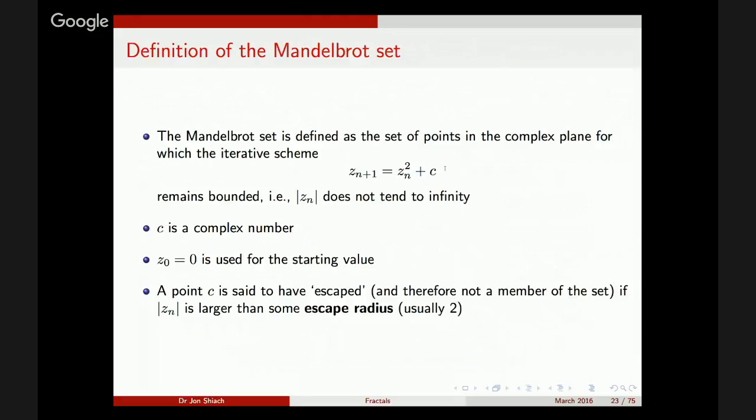And what we do is, as we keep going, if the modulus of zn remains bounded, in other words, it doesn't diverge off to infinity, we say that number c is a member of the Mandelbrot set. We call it an escape algorithm. If your point c has escaped, in other words, the modulus has exceeded a certain value, then we say it's not part of the Mandelbrot set. If it doesn't escape, it's part of the Mandelbrot set. We normally use 2 as what we call the escape radius.